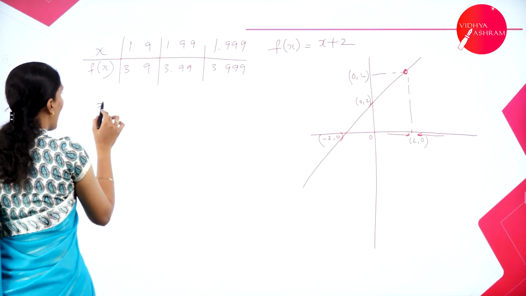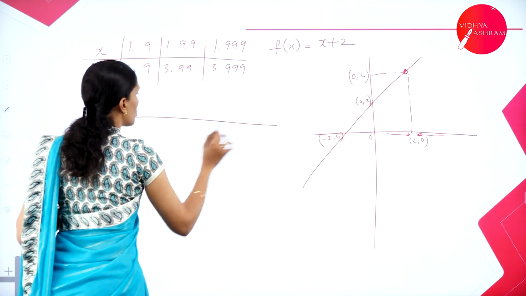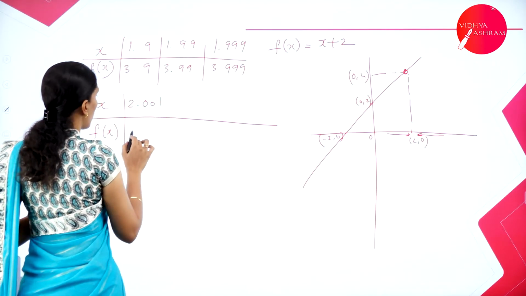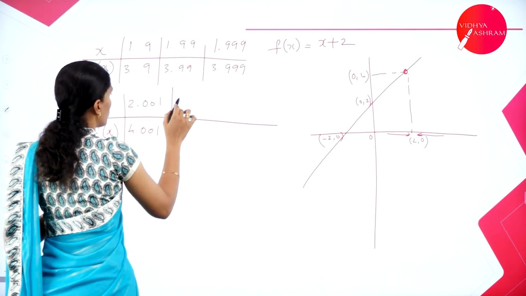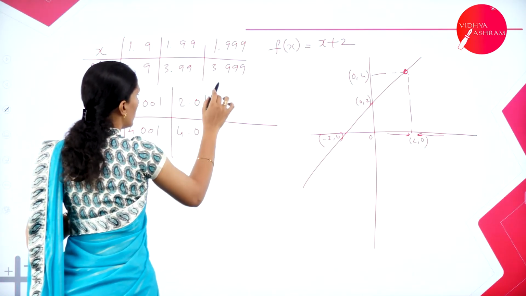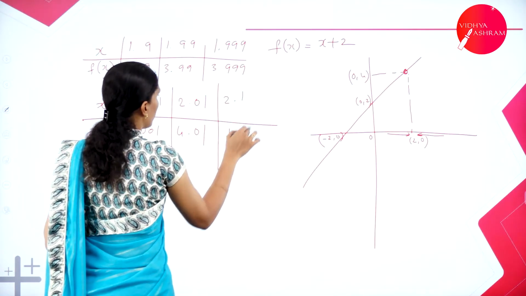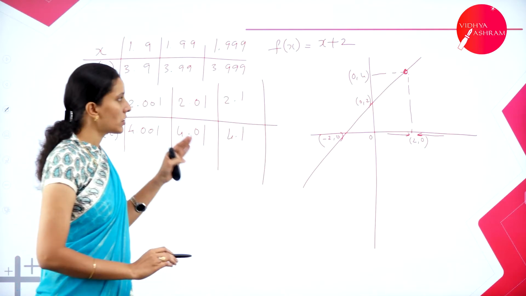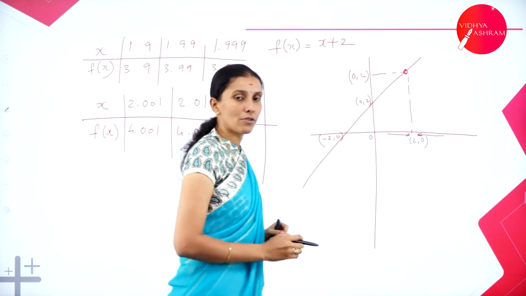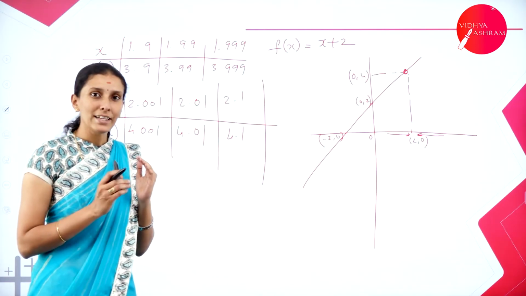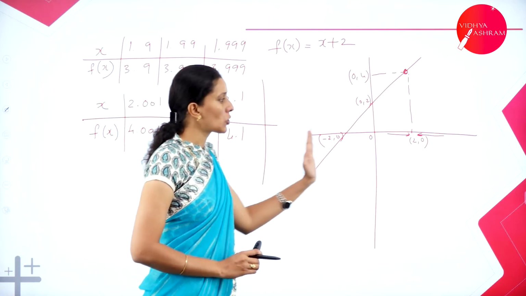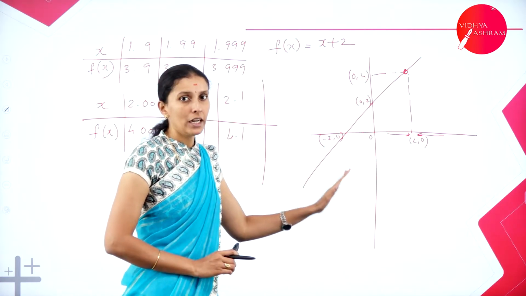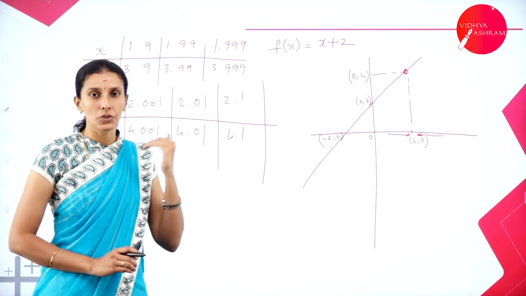Similarly, let me take the values of x from the right side, very close to 2. Let me take 2.001; your answer is almost 4.001. For 2.01, it is 4.01. For 2.1, it is 4.1. So the left hand value and right hand value are almost equal to 4 at x equals 2. It is very clear that as x goes closer to 2 from both sides, whether from the right side or from the left side, the functional values go nearer to 4.